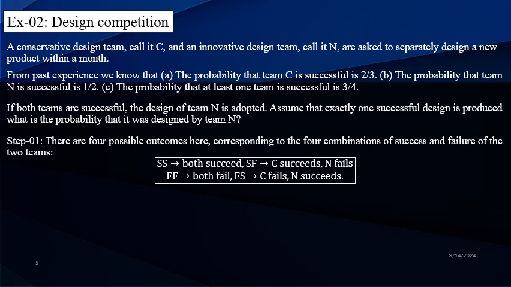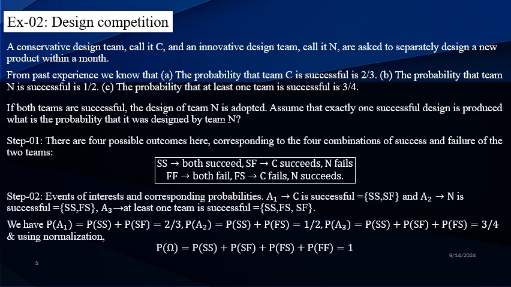If both are successful, we represent that outcome by SS. The first S means C is successful, the second S means N is successful. Then SF means C is successful and N fails. FF means both fail, and FS means C fails and N succeeds. These are the outcomes we have already seen. So what is our sample space? It contains all these outcomes. This is the sample space.